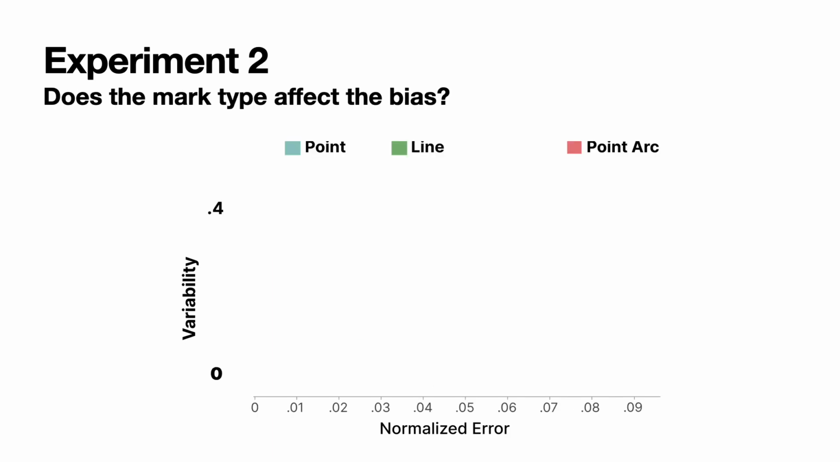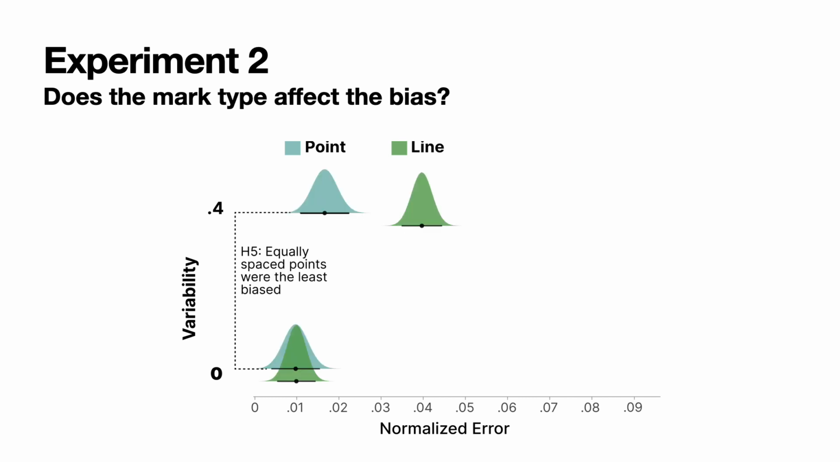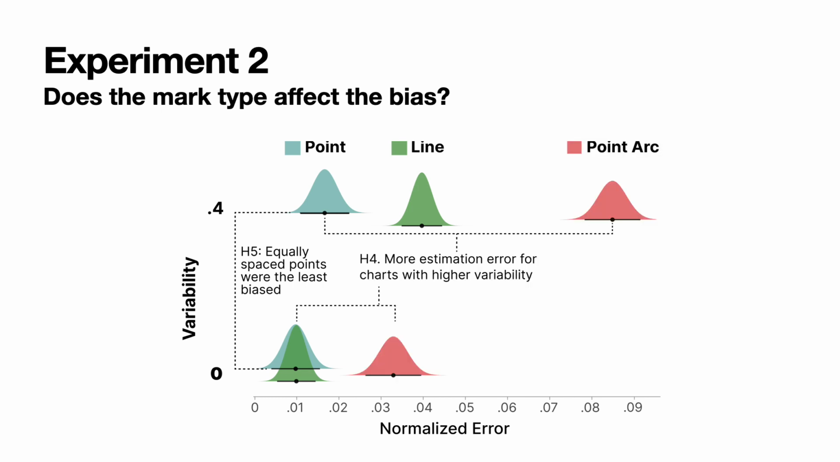For experiment 2, we looked at the normalized error across 2 variability levels and different mark conditions. The normalized error merges the error for the mirrored and not mirrored conditions. When we encoded the data as points instead of lines, the estimation error went down significantly compared to the line graphs. This is promising as it gives designers a way to graph the same data without biasing average estimations, if that is something important for them. Experiment 2 also confirmed that the bias is higher for charts with higher variability, so hypotheses 4 and 5 are confirmed.